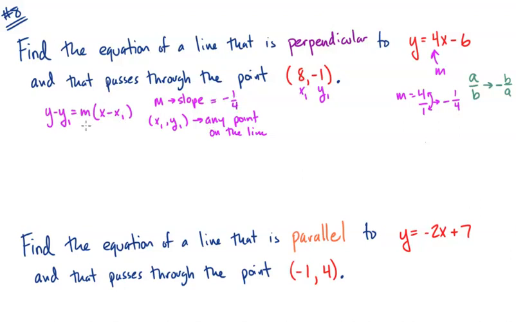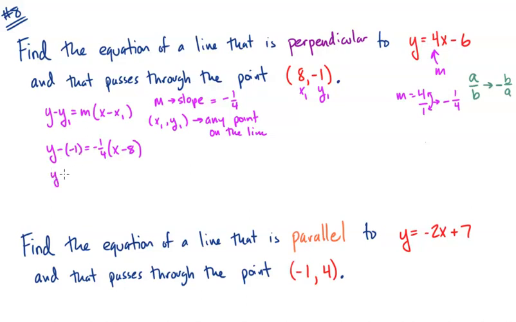8 will be the x1 value in this template, and negative 1 will be the y1 value. So now we come over here and we plug those numbers in. So it says y minus negative 1, and that's going to turn into a plus 1 in a second, equals negative 1/4 for m times x minus 8. And now we want to eventually get our answer into y equals mx plus b form, kind of like what this one is. And so we got some simplifying to do here.